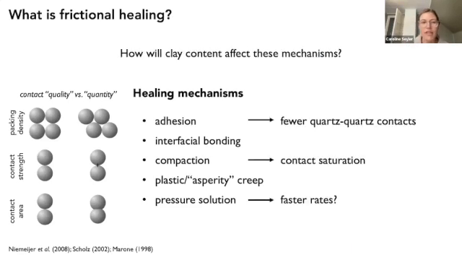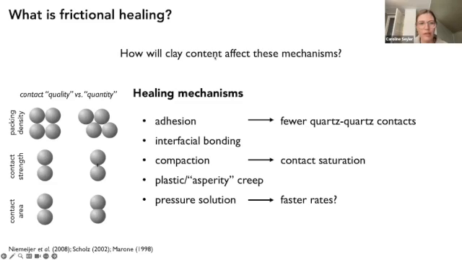And how might we expect the clay content to affect some of these mechanisms? So for example, adhesion between quartz could be reduced by just the reduction in the number of quartz-quartz contacts. You might also expect that compaction will become sort of cut off or less effective after a time due to the saturation of the contact area from the alignment of clay minerals. Or it's also been shown that clay content can increase pressure solution rates in sort of clay-quartz mixtures. So how might that also play a role.